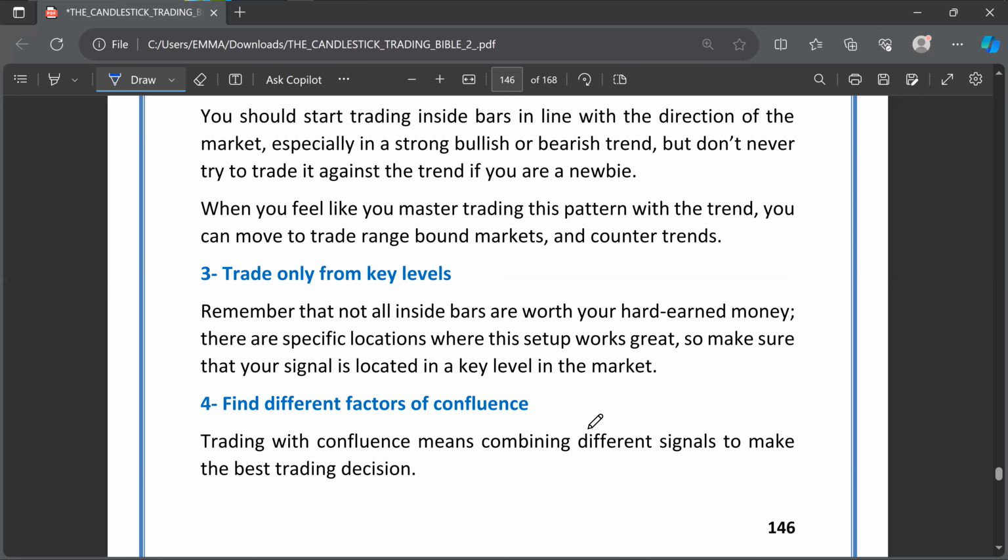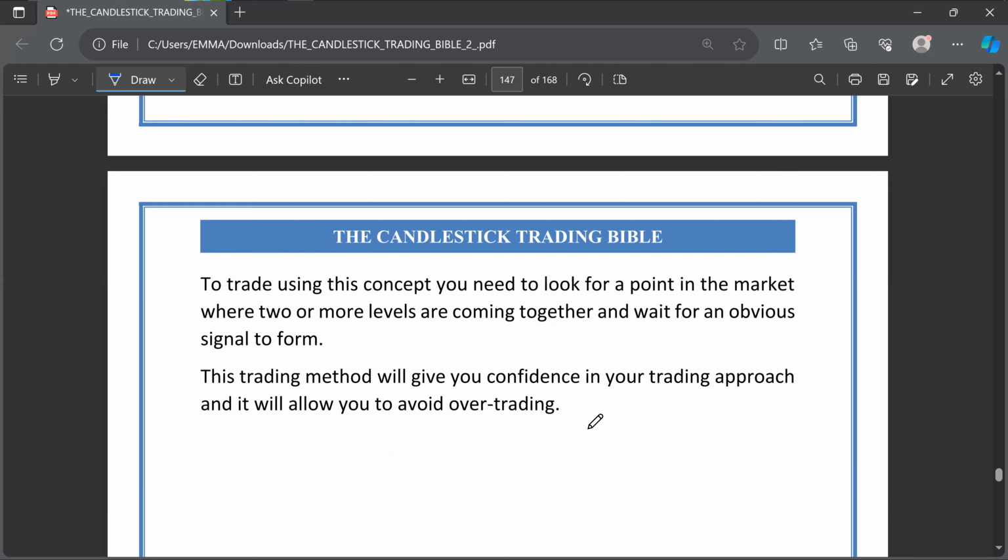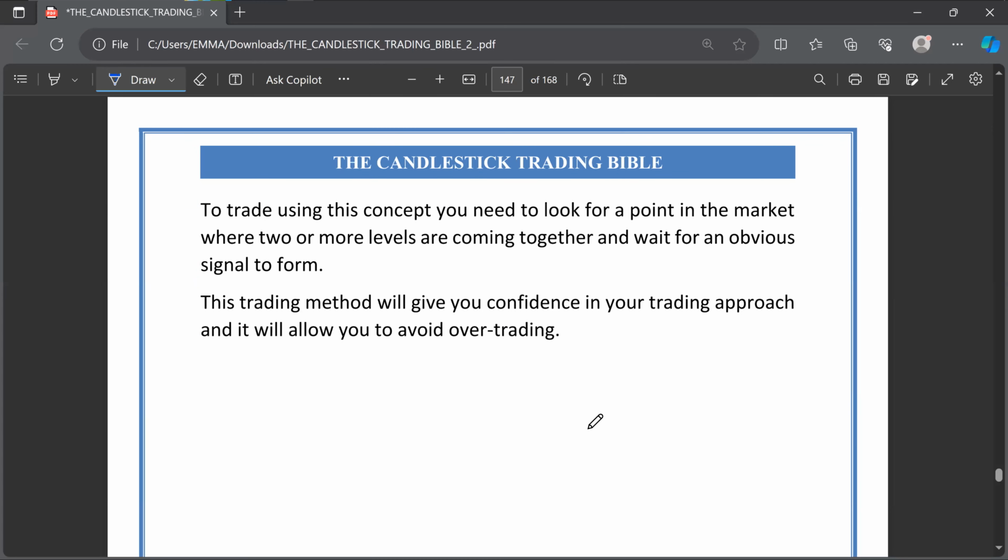Now, trading with confluence means combining different signals to make the best trading decision. To trade using this concept, you need to look for a point in the market where 2 or more levels are coming together and wait for an obvious signal to form. This trading method will give you confidence in the trading approach, and it will allow you to avoid overtrading. So that's what you have to do. If you do this, you will avoid overtrading. It means that you're only waiting for the right time to enter, not when you feel like you have to trade or you want to trade. You can't make it in this profession by doing things impulsively. You don't have to do that.